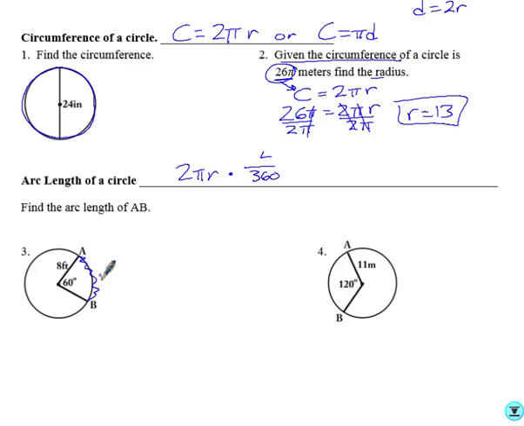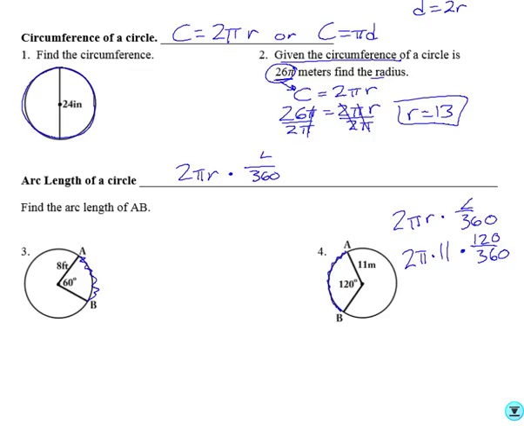So again, we'll do number 4 together. We're finding the arc length of AB. So we're trying to figure out how long is this piece here. And so we're going to use our formula, 2 pi r times the angle over 360. We're told that the radius here is 11 meters, so we'll do 2 pi times 11 times the central angle here, which is 120 over 360.